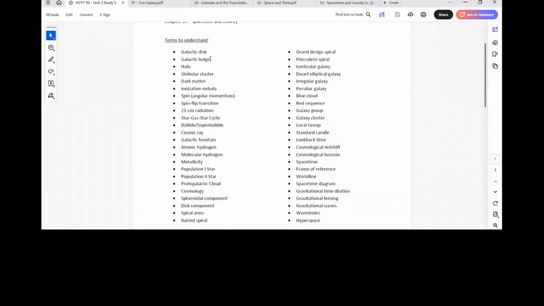We have galactic disk, galactic bulge, halo, globular cluster. These are all elements of a spiral galaxy, of which our Milky Way is an example. The galactic disk is the part that contains the spiral arms. The galactic bulge is the center of the galaxy.